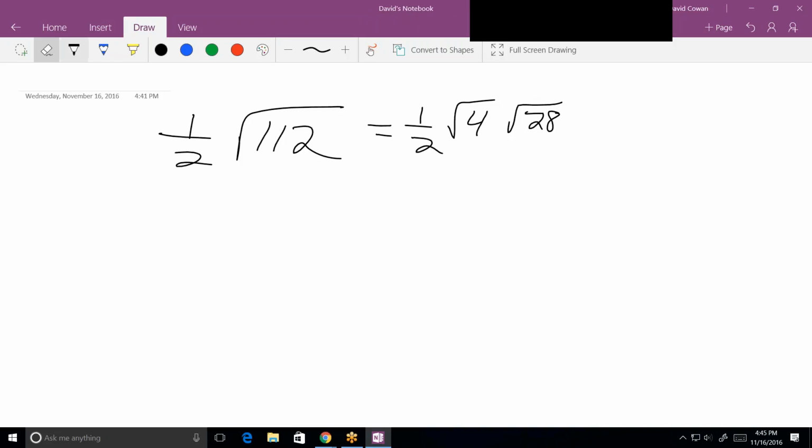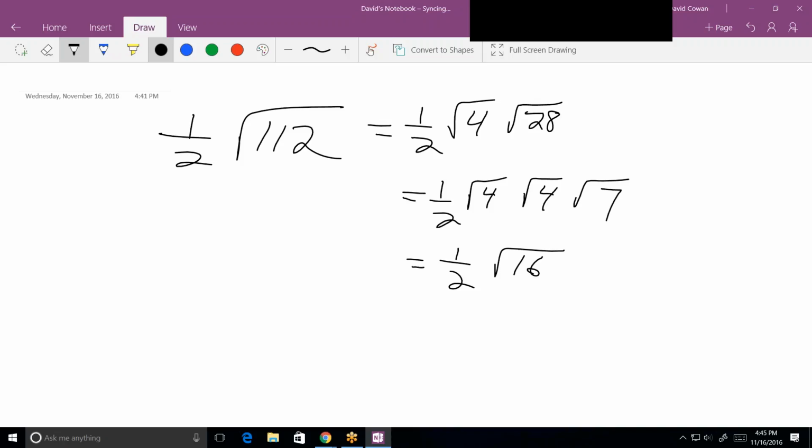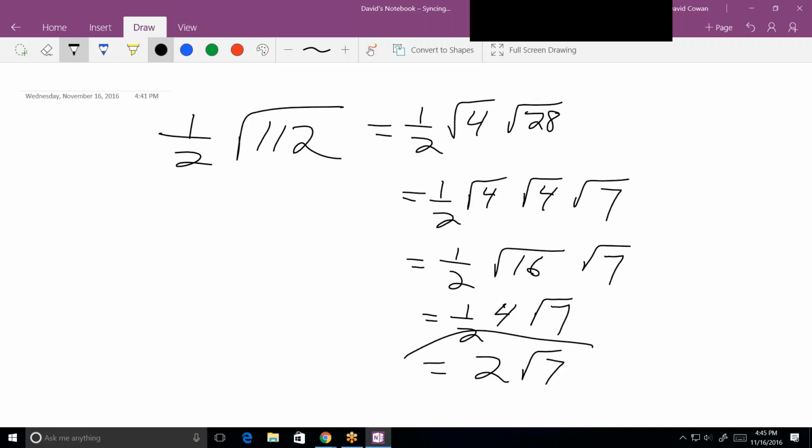Here's why. I can write this as the square root of 4 times the square root of 4 times the square root of 7. And that I could have written all along as the square root of 16 times the square root of 7. Notice that 16 times 7 is 112. And now that becomes 1/2 of 4 square root of 7. And now the 4 and the 1/2 become a 2. So that's my answer.